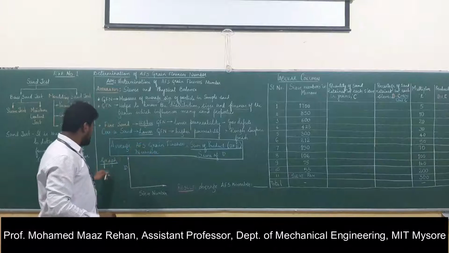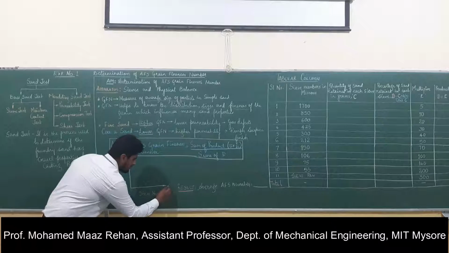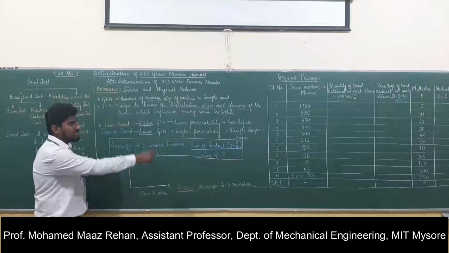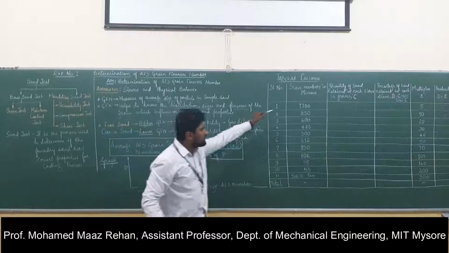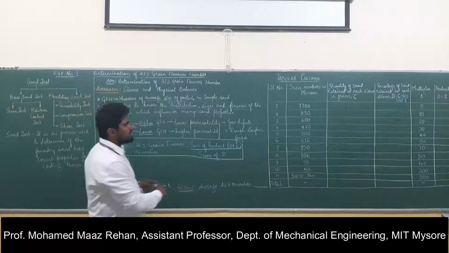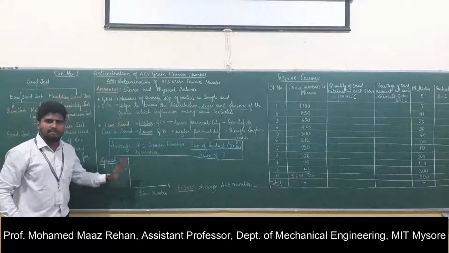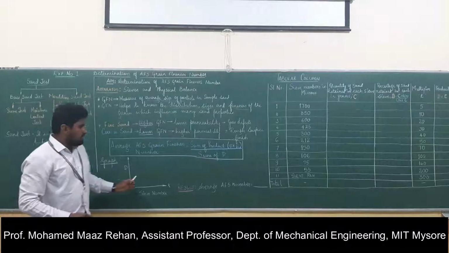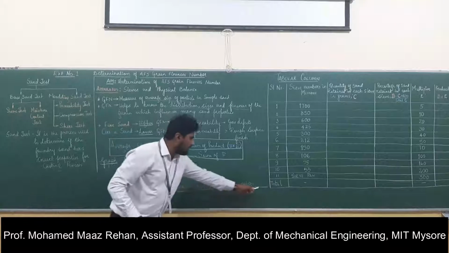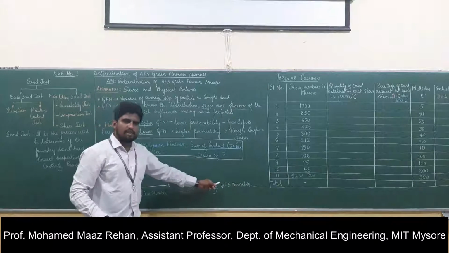Later we shall plot the graph. On the x-axis we shall plot the different sieve numbers, and on the y-axis, capital D, the percentage of sand retained in each sieve. So we will get one end value, that is the average AFS number.